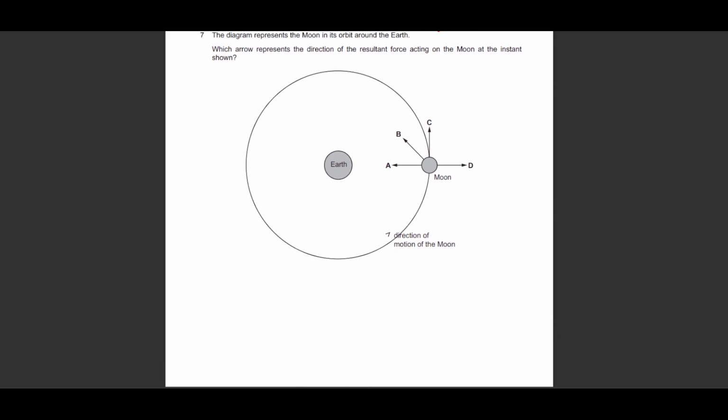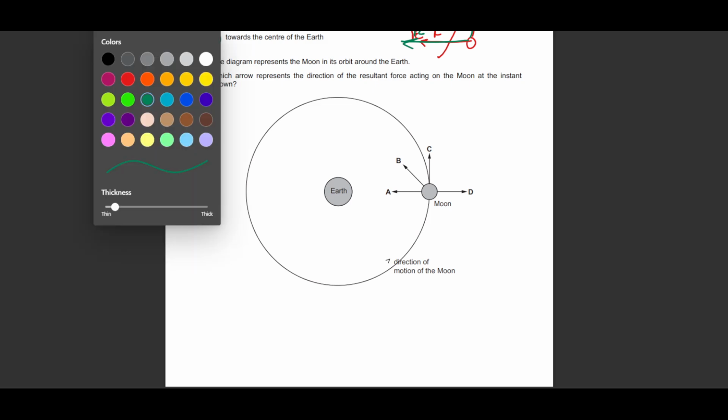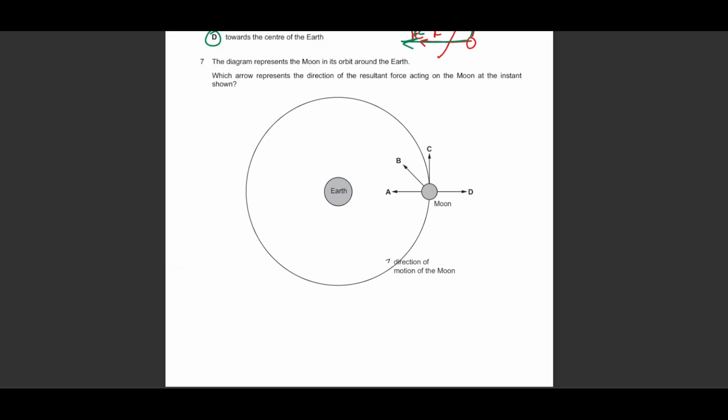Question number 7, again a visual based question, very common question. If it's asking about the resultant force causing this moon to move around the Earth, then there is only one option, and this is the direction of rotation. This is the centripetal force. This is the direction of centripetal acceleration. C is velocity. Since this is not asked from us, I will not mark this as an answer.